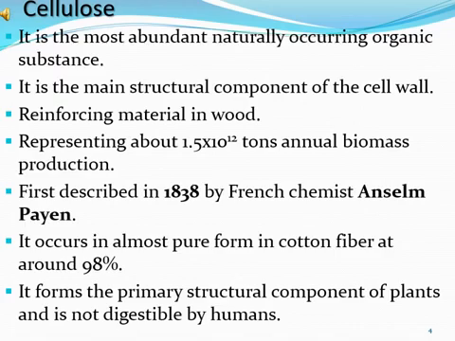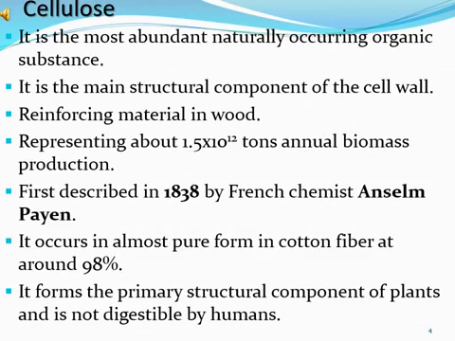What is cellulose? It is the most abundant naturally occurring organic substance. It is the main structural component of the cell wall. It is the reinforcing material in the wood. Cellulose represents about 1.5 × 10^12 tons of annual biomass production.